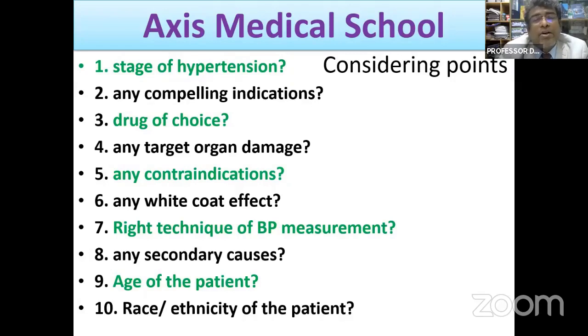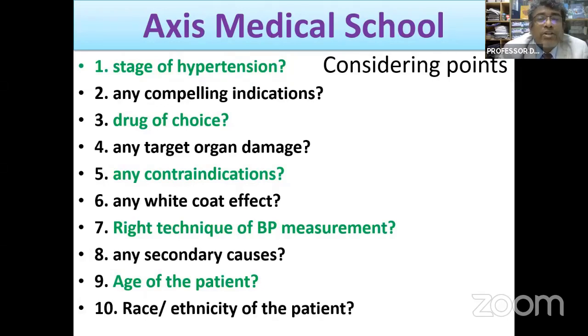So drug of choice is also important. In some situations, we have to choose some drugs. Like if the patient is not well off, the patient is poor, in that case we should choose low cost antihypertensive drugs. Or if the patient is an aged patient who has benign enlargement of the prostate, in that case we should choose drugs like alpha blockers, that is the prazosin group of drugs.